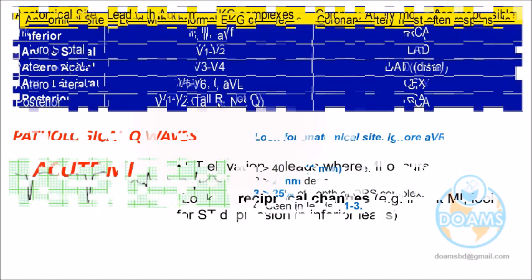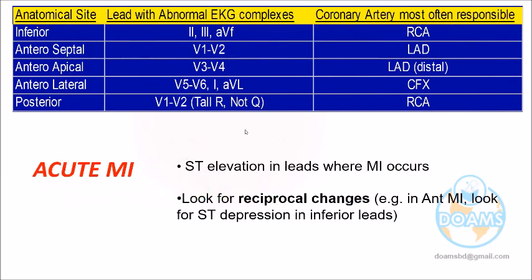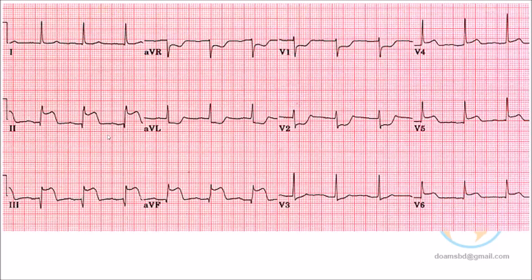So with this word, we are now coming to the next slide. Acute myocardial infarction is represented by ST elevation in the leads where the MI occurs. That means according to this area, inferior MI there. So ST elevation is the ECG finding. Then the important thing is to look for reciprocal change. I will show you now where we can see reciprocal change. I told you before, the reciprocal is just the mirror effect. I think with the next slide, it will be easier.